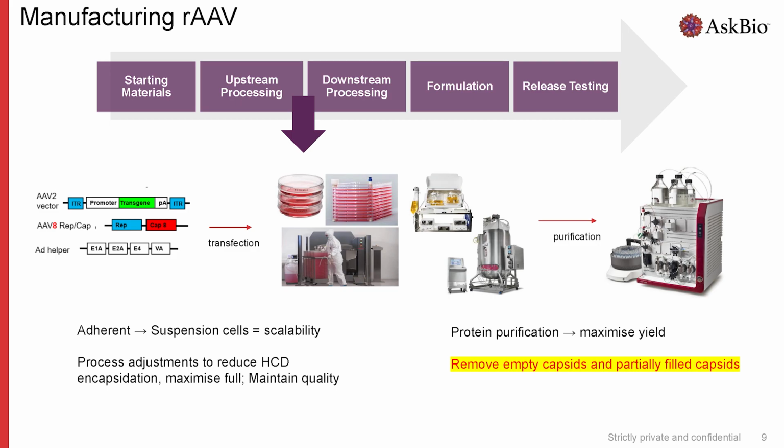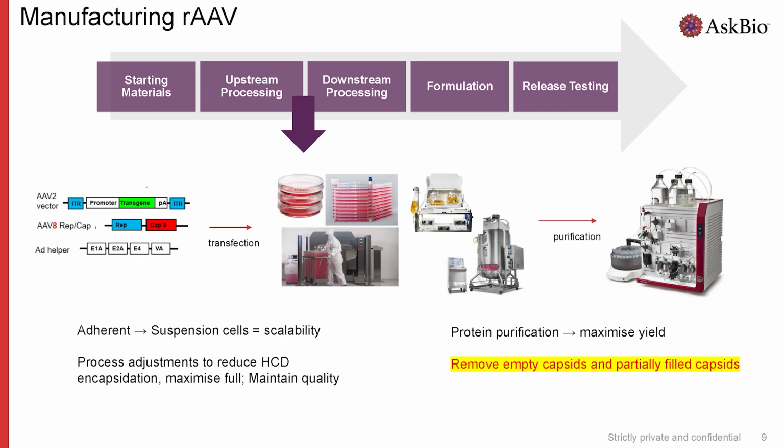So the next part of the process incorporates the upstream and the downstream processing. So what we do is we take our plasmids or our DNA, we transfect that into cells. A lot of the early work was done with adherent cell cultures, so like HEK293 cells. Obviously this rapidly becomes quite a manual challenge when you need to produce clinical grade vector.